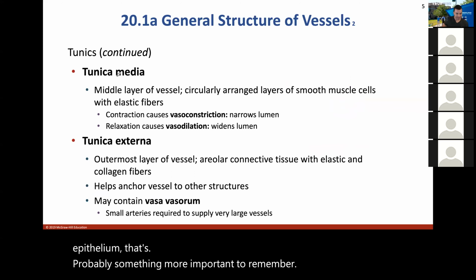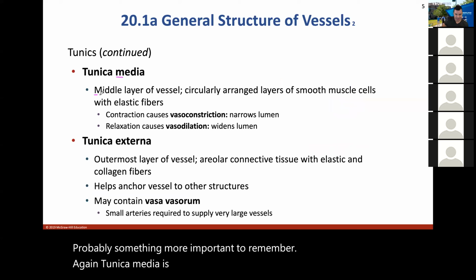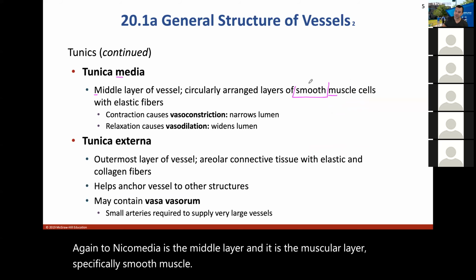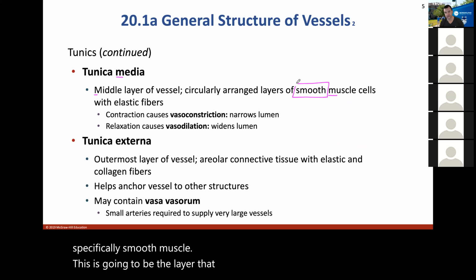Again, tunica media is the middle layer, and it is the muscular layer, okay? Specifically smooth muscle. This is going to be the layer that is actively vasoconstricting and vasodilating.